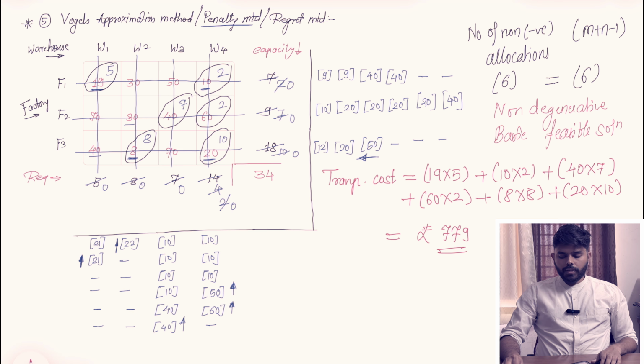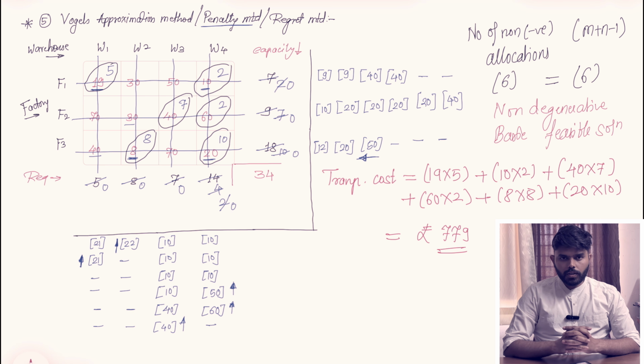We have already discussed all the 5 methods in the transportation model, and all the 5 methods were used for calculation of the basic feasible solution. But none of the methods is giving us the optimal solution. So in the upcoming session, we will study the modified distribution method, which will give us the optimal solution. Thank you very much.